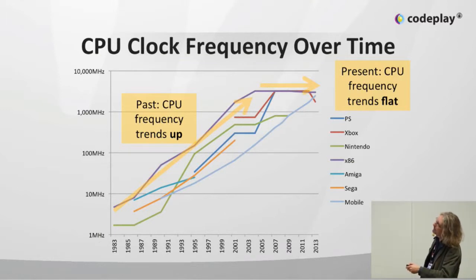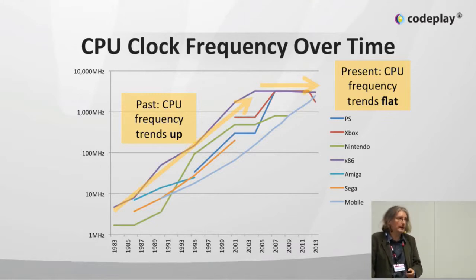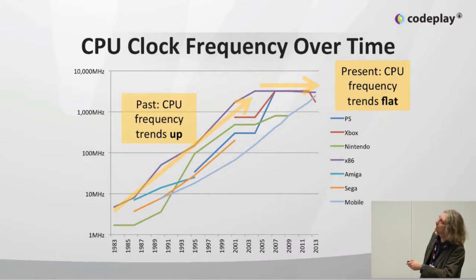This is the other side of it, which is the clock frequency over time of main systems. And what you'll find is that they just went up and up and up and up and hit a peak at about 3 gigahertz. And very few systems go beyond 3 gigahertz. And in fact, in some cases, it goes down.